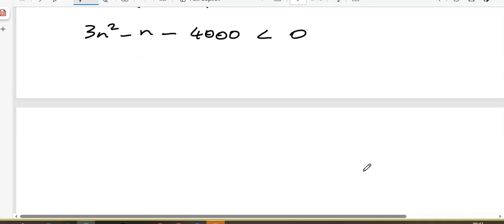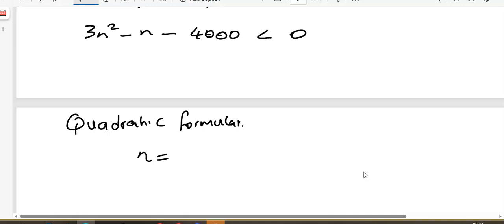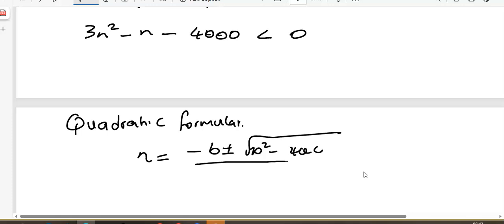So what I'm going to do is that I'm going to introduce what? A quadratic formula. I'm going to introduce the quadratic formula because I need to use it, where it says that n is equal to, remember we are solving for n, n will be equal to minus b plus or minus the root of b squared minus 4ac, everything divided by 2a.